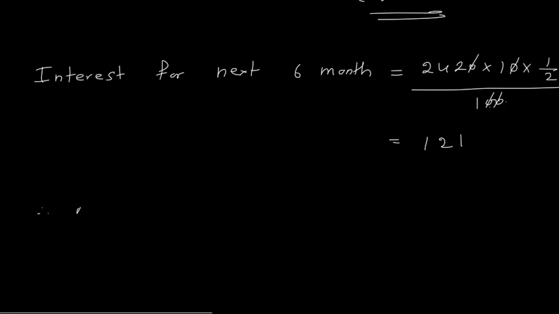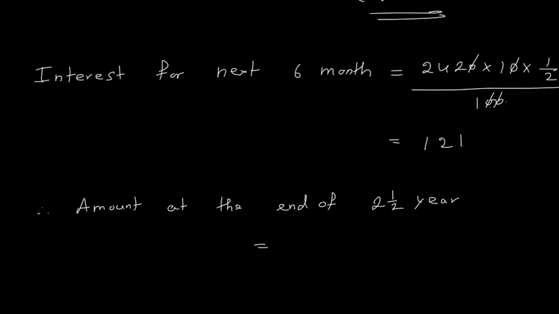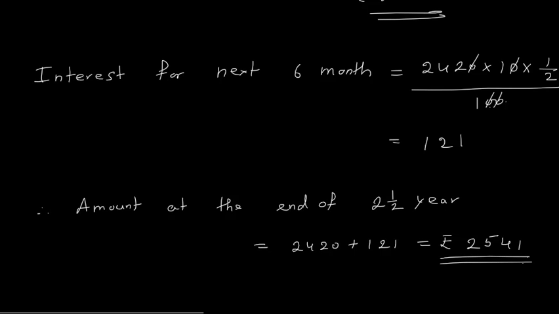So therefore I will say that amount at the end of 2.5 years is equal to 2420 plus 121. It is equal to rupees 2541. This is amount at the end of 2.5 years.